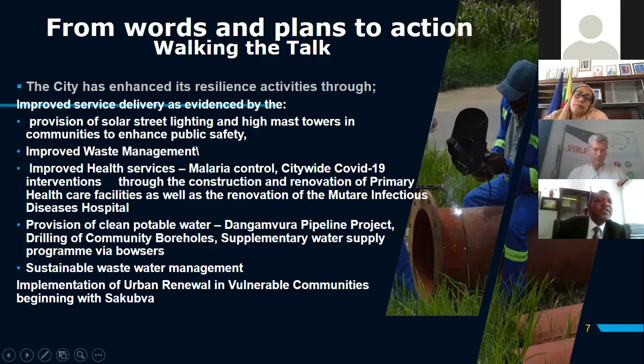We also improved on waste management so as to ensure that we have a healthy community. We also started to improve health services, where we introduced malaria control programs. We were also very active in controlling the citywide COVID-19 interventions through the construction and renovation of primary health care facilities, as well as the renovation of the Mutare Infectious Disease Hospital. We also provided clean potable water through the Tangambura Pipeline Project, drilling of community boreholes, supplementary water supply, and programs via bowsers. This was derived from the city SRAP 2 processes through the Resilience Framework for Action. We can move on.